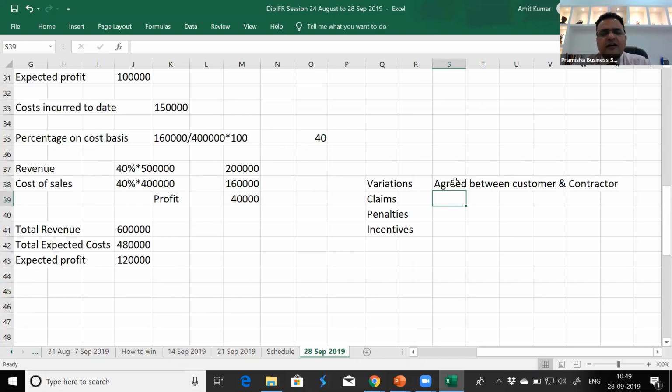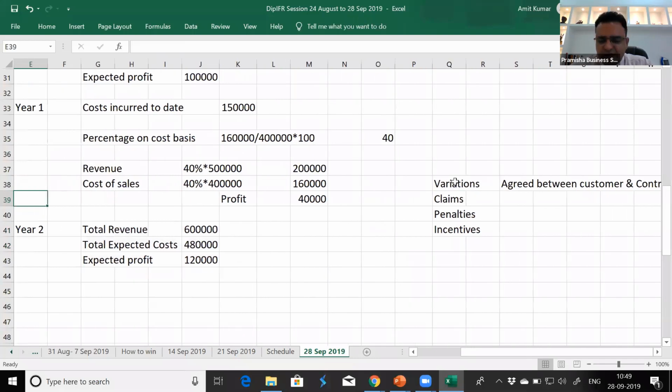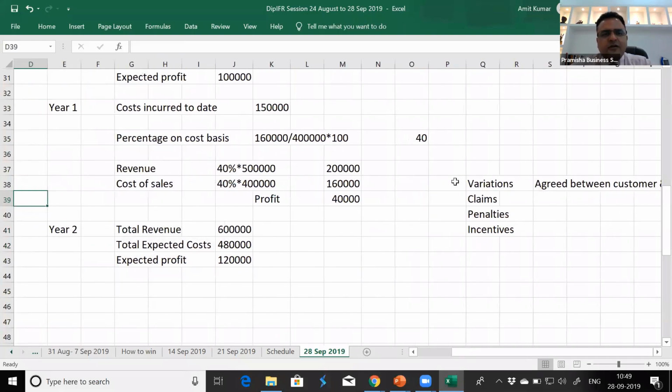Claim is not agreed by the customer. Claim is something which the contractor believes that he will demand from the customer, but the customer may agree to it, may not agree to it. The customer provided the site late, which resulted in some loss to the contractor because he had already hired labor, he had already hired machinery. The machinery and labor were idle for some time. 15 days of labor and machinery was idle, and he is not responsible for it. So he would like to demand a claim of 70,000 from the customer. Customer may agree to it, customer may not agree to it.